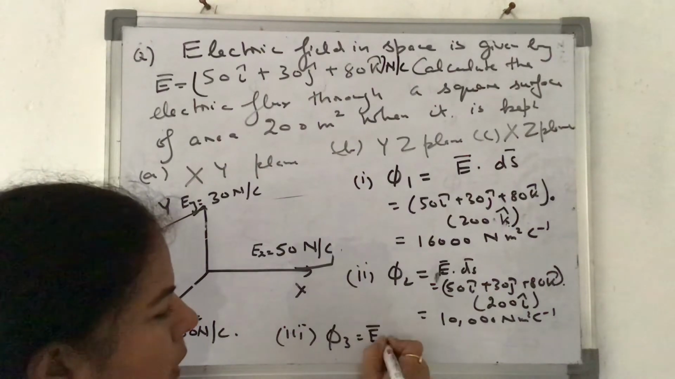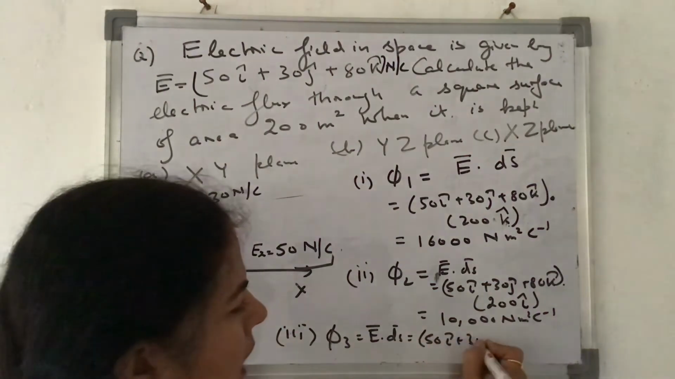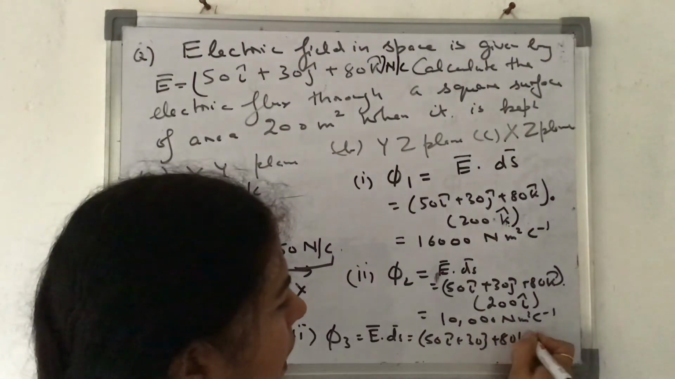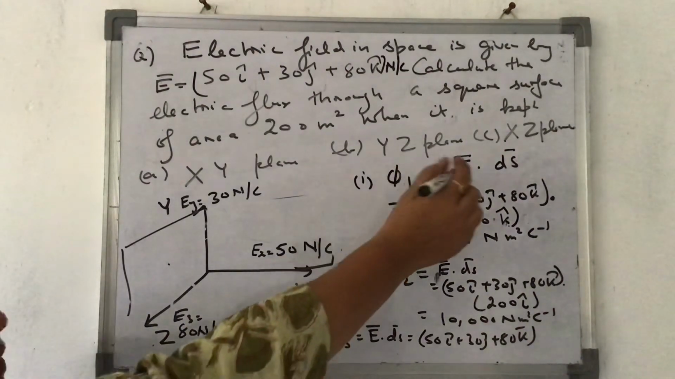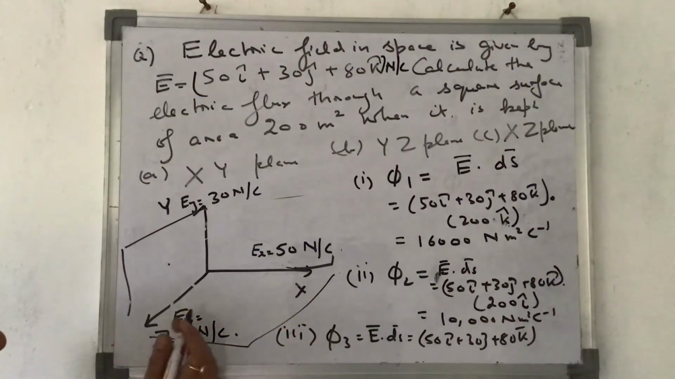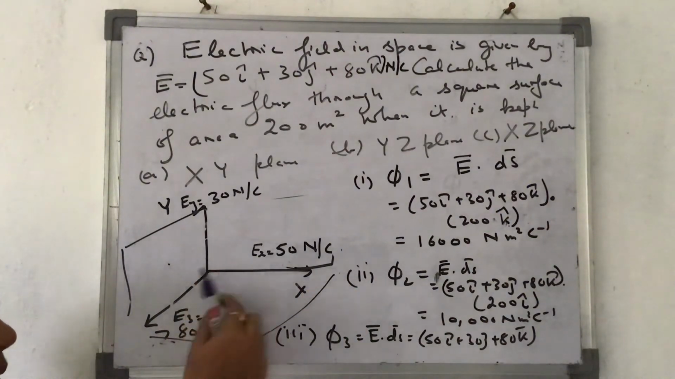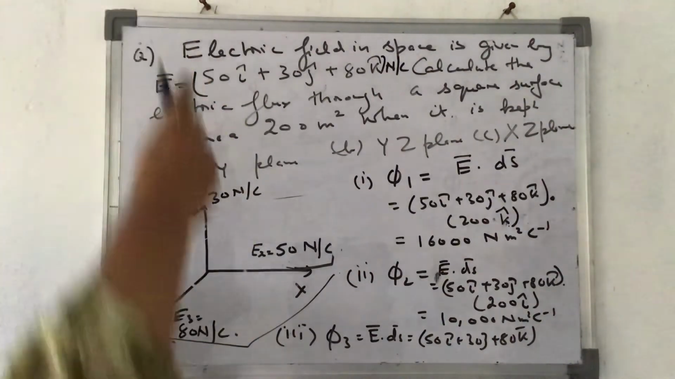Again the formula is E dot ds. E is equal to 50I plus 30J plus 80K. और अब यहाँ पर उसका एरिया देखते हैं. Which plane is this? XZ. XZ means this plane. ये वाला plane. इसका एरिया क्या होगा? XZ का एरिया. इसका डायरेक्शन क्या होगा? Coming out like this, upwards in y-axis.